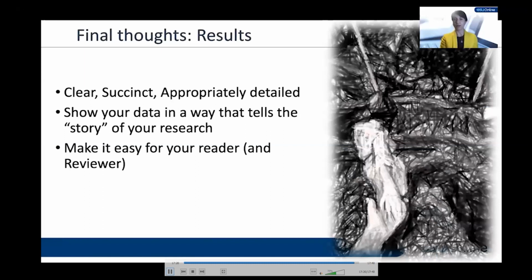Show your data in a way that tells the story of your research and lead that reader down the garden path in a clear way where they come through the end of the results section completely understanding the key findings of your study. And make it easy for your reader and your reviewer. This will not only help your reader to understand your data better, but also will be helpful in the review process. Thanks again to the organizers for including me, and I'll pass it off to our next speaker.